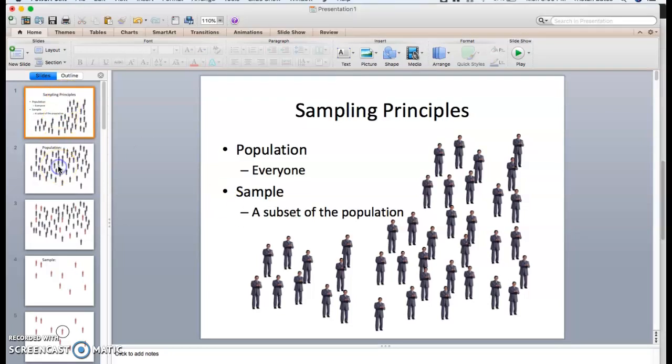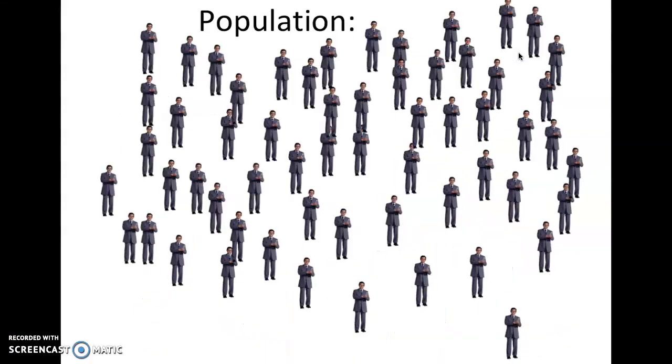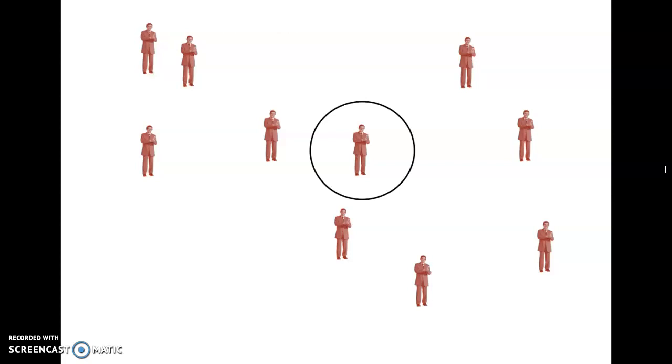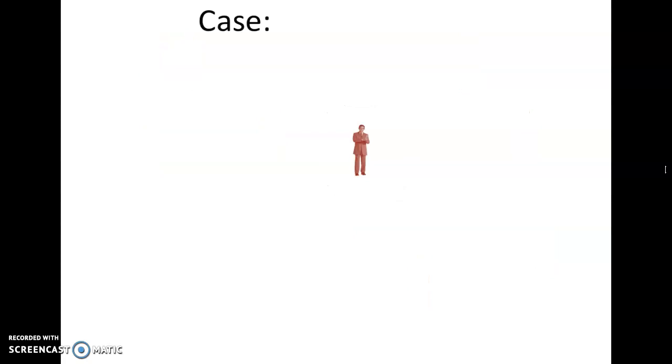So again, we have our population, which is everybody, and then we have our sample, which is a select few from that population. And then from there, we also have what we call a case or an individual case. The individual case would be the one person or the one piece of data from your sample. So again, we have a population broken down into a sample, which is then broken down into cases.